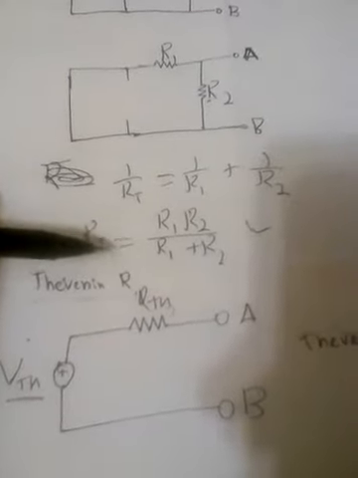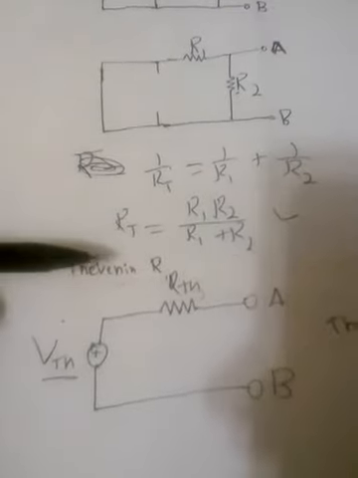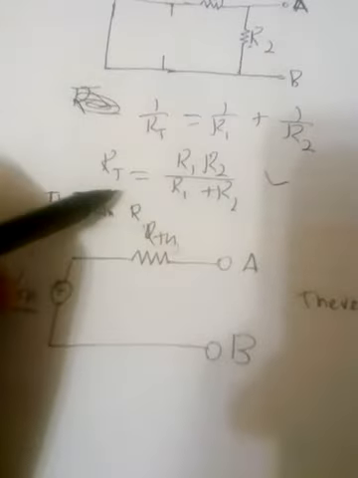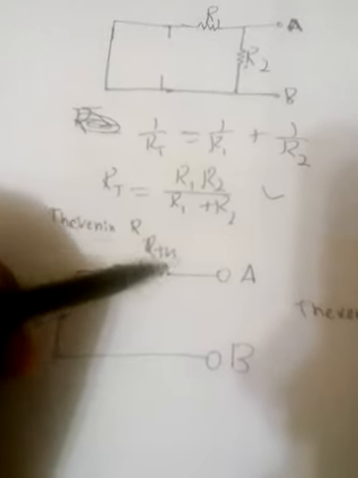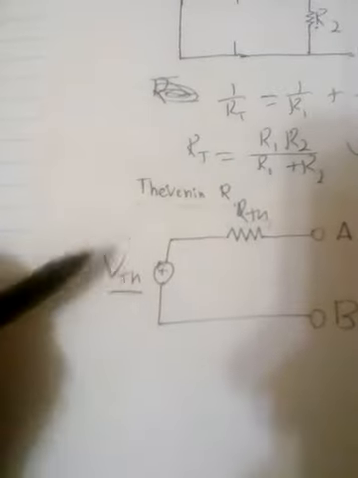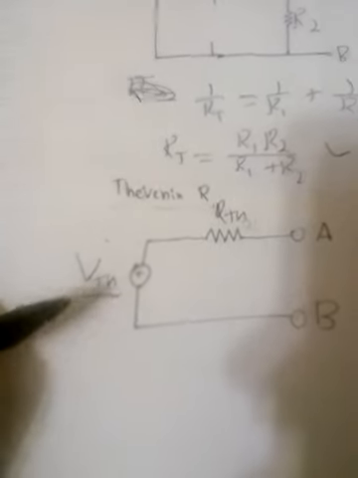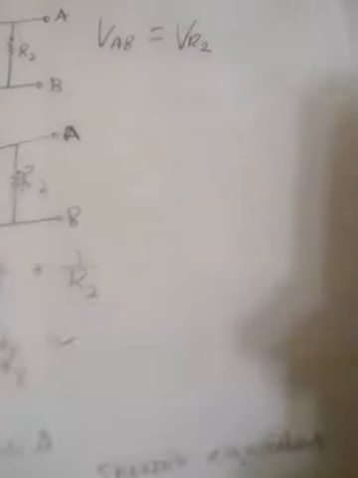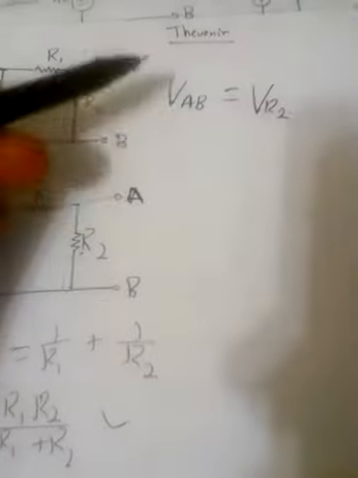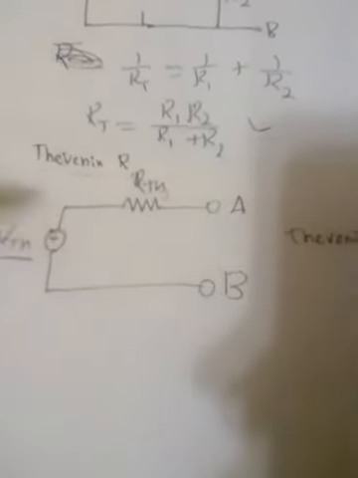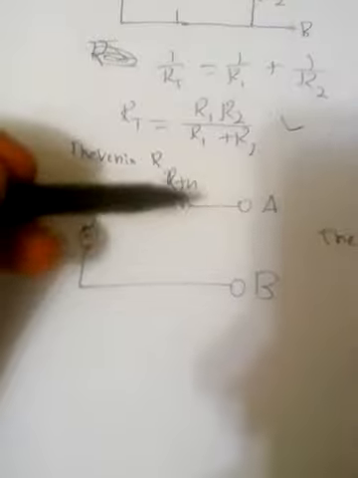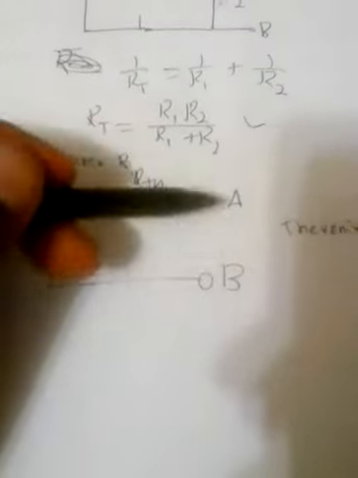Now let's also look at the final thing that you should have. After calculating this, you should have the Thevenin resistance, the equivalent resistance, and also the V Thevenin. And I also told you that the V Thevenin is the one between A and B, which is equivalent to the one that you find at R2. So this would be your final product, where you have your voltage source, and then you have the equivalent resistance, and you still have your open circuit.